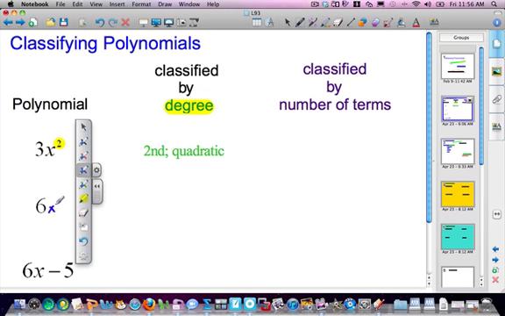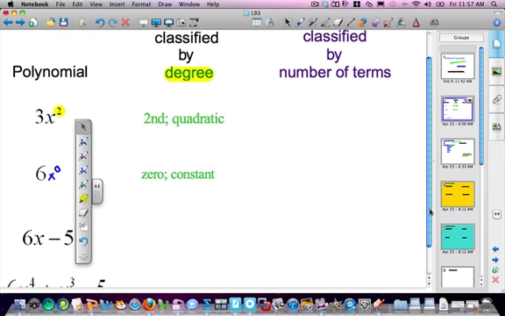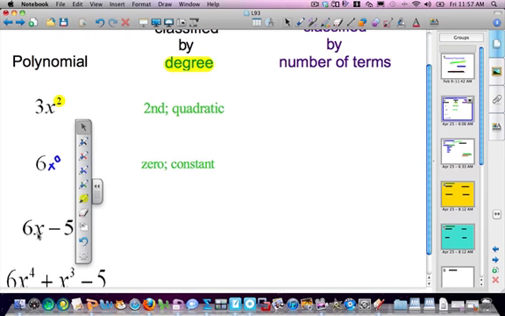Now if it does have a variable, it would be x or y or z or some variable, but it would be raised to the 0 power. So we would say that this term is a 0 degree, or otherwise known as a constant, because its value doesn't change. It remains at 6 the entire time we use the 6 in our problem. Our next expression has two terms, 6x minus 5, and the degree of the first term is a 1. Now, first degree polynomials are referred to as linear models or linear expressions.